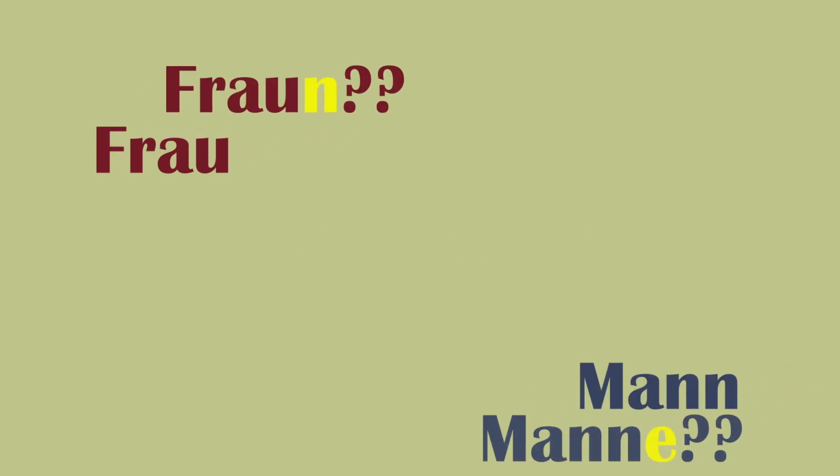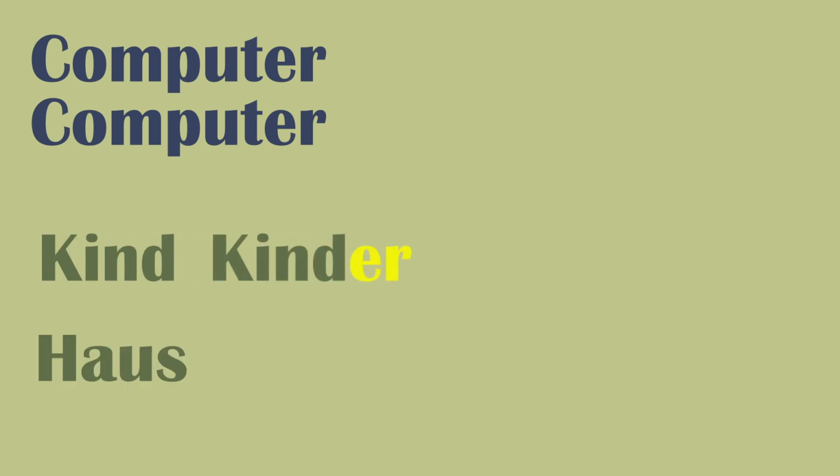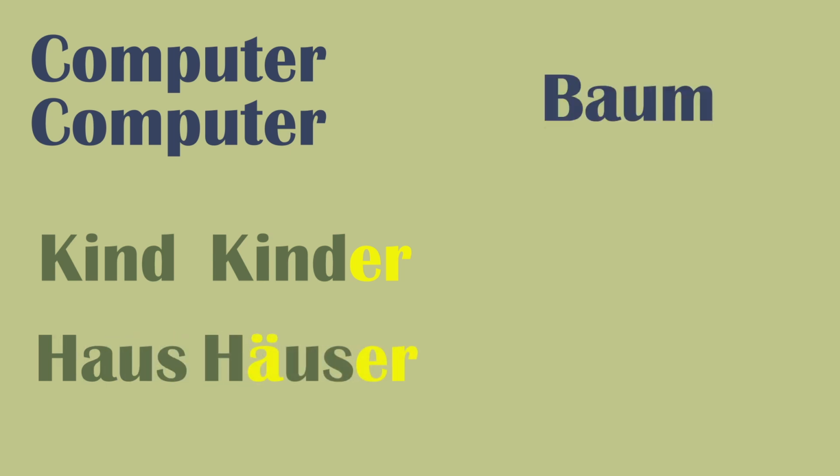Frau, Frauen. Mann, Manne, Manns? No, it's Frauen and Männer. We're not done yet though. We also have the fun things like Computer, staying Computer. There is Kind, which turns into Kinder. Haus turns into Häuser, while Baum turns into Bäume.